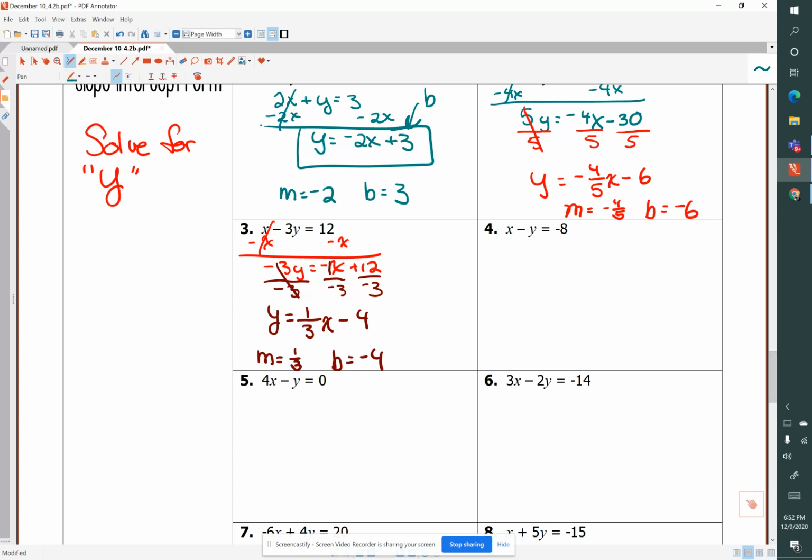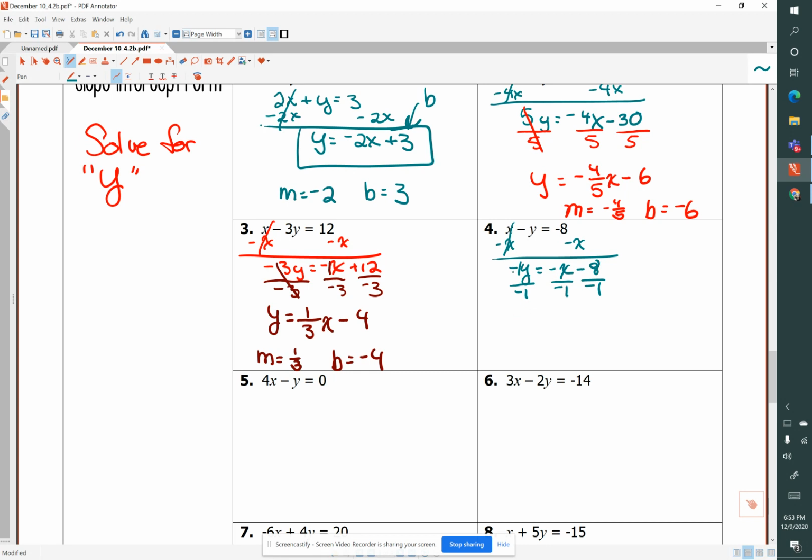All right, I'm going to work 4, 5, and 6 with you. I'm going to first subtract x from both sides of this equation. And that leaves me with negative y equals negative x minus 8. And now I need to divide everything by negative 1, because we have an invisible 1 in front of that y, which simply will serve to just change the signs on those values.